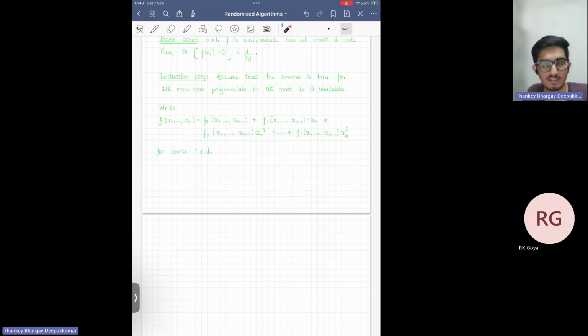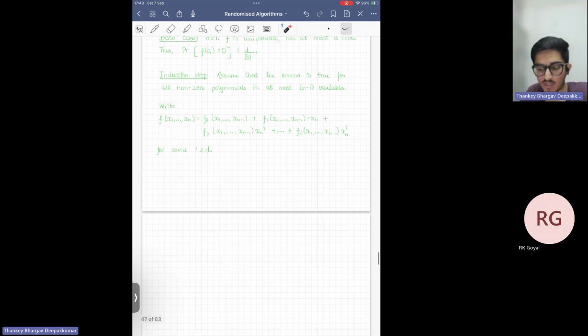So is this fine? Yes, it is fine. So we have used the first idea, conditioning. Using that, we have obtained a univariate of degree i, which is at most d. Now, when I pick a random value for xn, this polynomial would be zero with probability at most i over size of S.